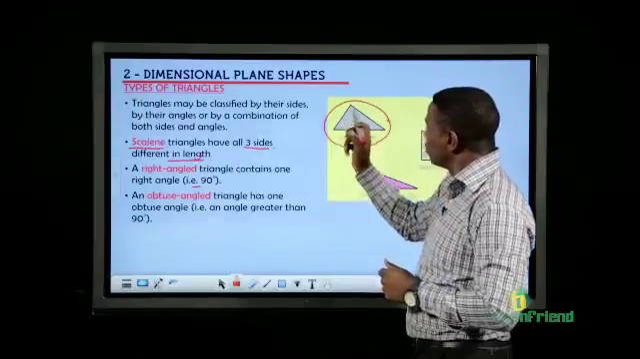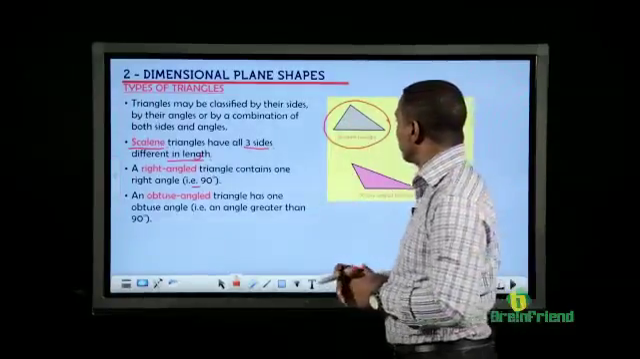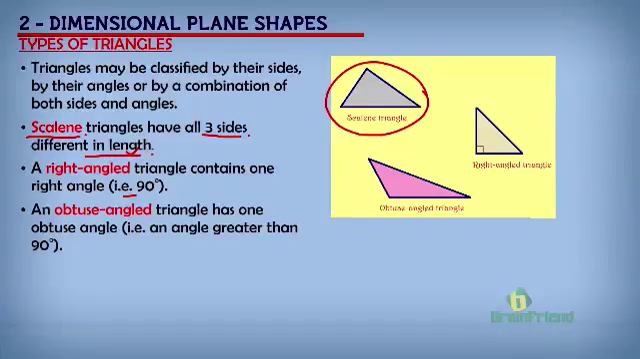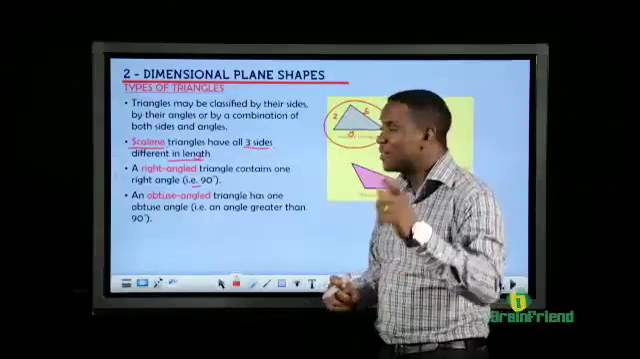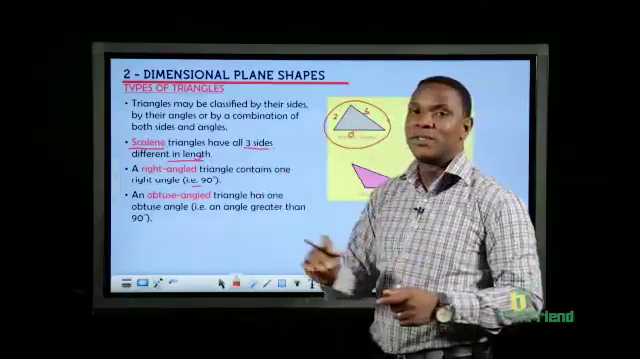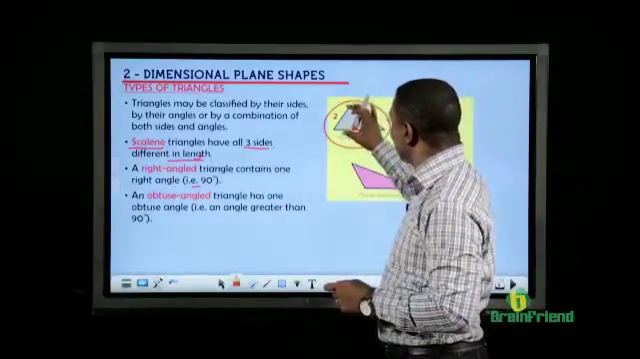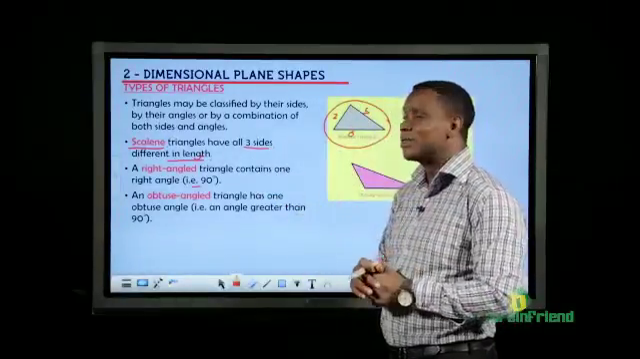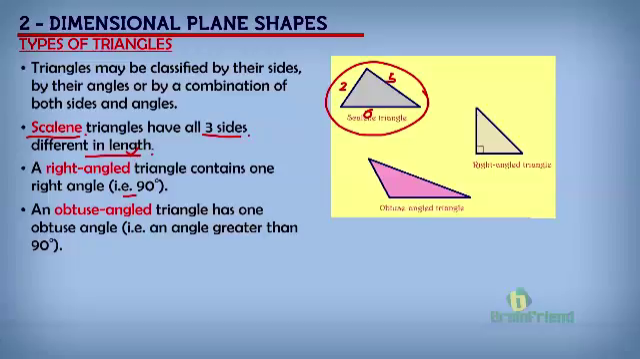But if we were to measure the length of a scalene triangle, say for instance, this could be 2 centimeters, this could be 5 centimeters, and this side is the longest side, will have like 6 centimeters. So a typical scalene triangle, based on the length of its side, has 3 sides that are all different in length. That is how you know a scalene triangle.